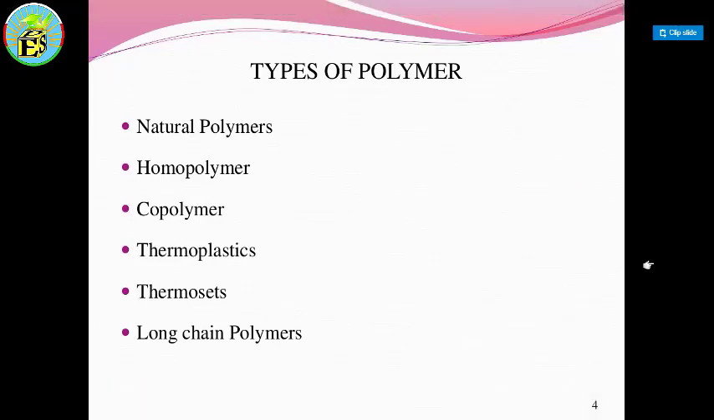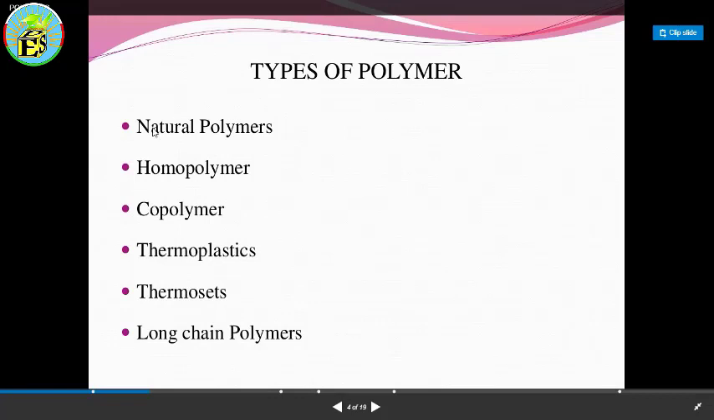Now, if you look at the types of polymers, here are some different types: natural polymers, homopolymers, copolymers, thermoplastics, thermosets, and long chain polymers. We will discuss each of them one by one later on. So I will repeat again: natural polymers, homopolymers, copolymers, thermoplastics, thermosets, long chain polymers.